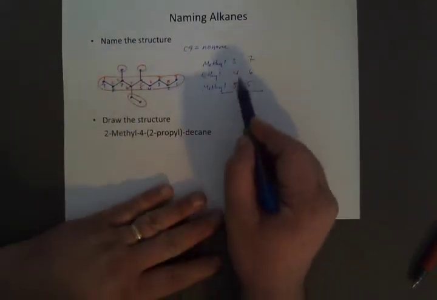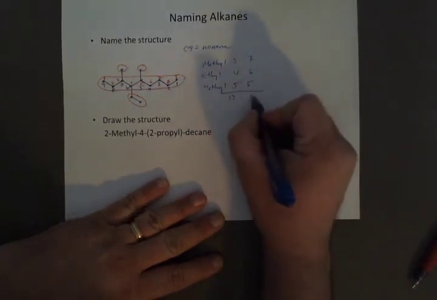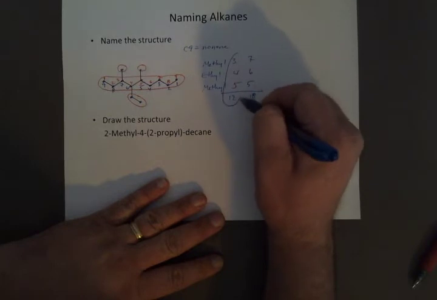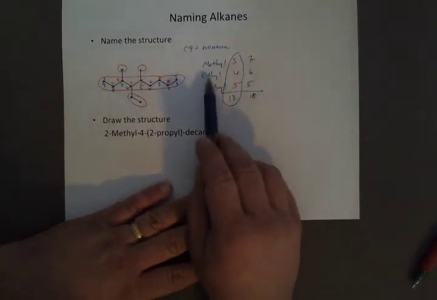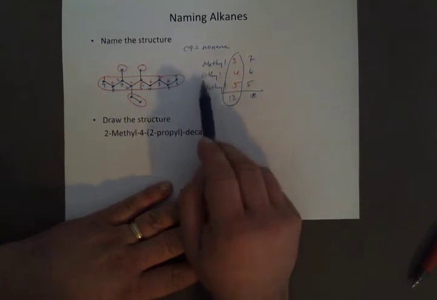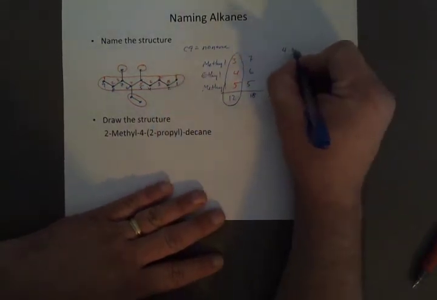So you add them up. This is 9, this is 12, and this is 12, 18. So you pick the number that adds up to the least, and there you go. Okay, so which comes first, ethyl or methyl? Well, we go alphabetically, so the ethyls come first. So it'd be 4-ethyl.